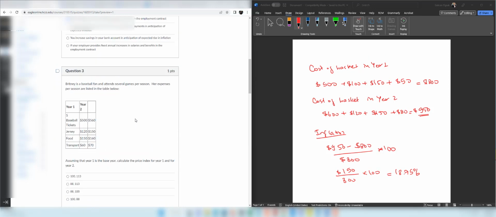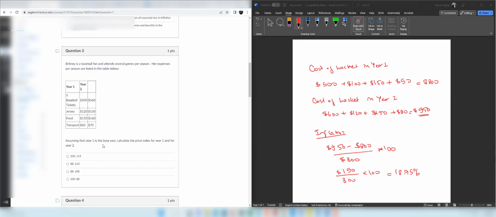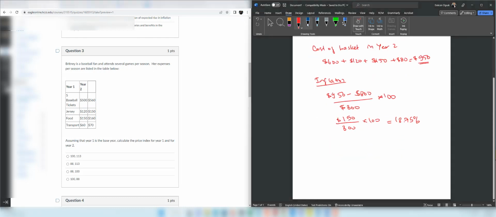Question 3. Brittany is a baseball fan and attends several games per season. Her expenses per season are listed in the table below. Assuming that year 1 is the base year, calculate the price index for year 1 and year 2. So we actually use price index to calculate the inflation.